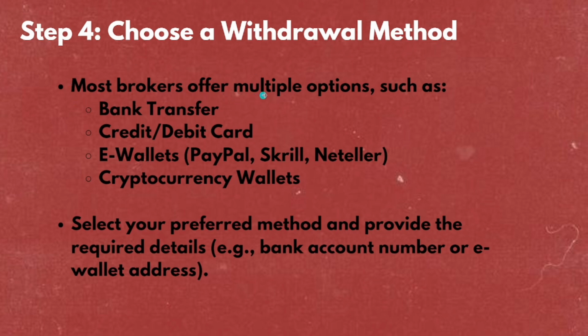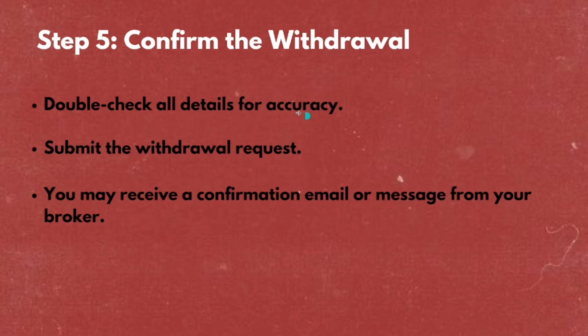Most brokers offer multiple options such as bank transfer, credit or debit card, e-wallets like PayPal, Skrill, Neteller, or you can also use cryptocurrency wallets. And then just select the preferred method and provide the required details, like for example, your bank account number or the e-wallet address. Step number 5 is to confirm the withdrawal.